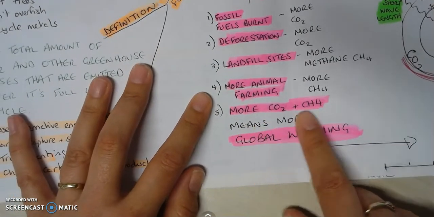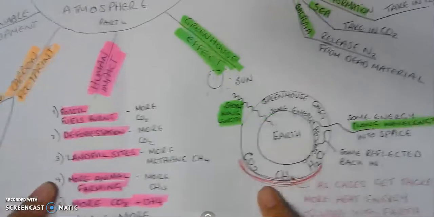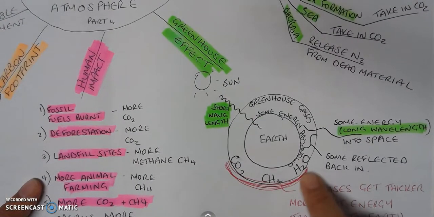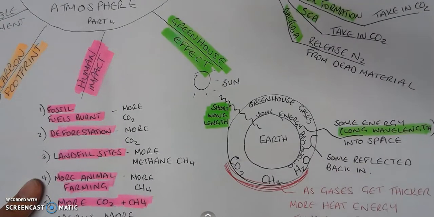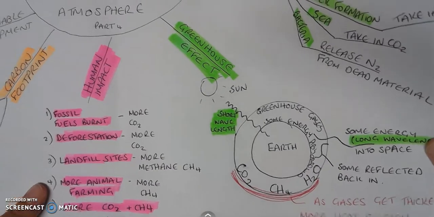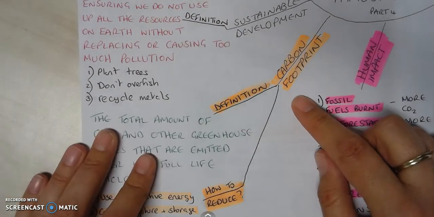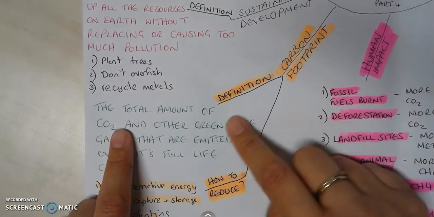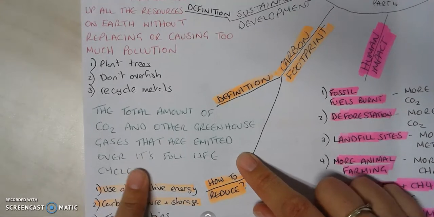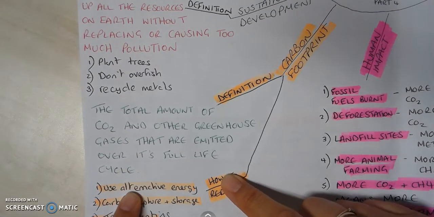More carbon dioxide just means more global warming, because now we're still contributing more and more to these gases here and making that layer thicker so the heat energy can't get out of the earth. Now, if we look at what does carbon footprint mean, your carbon footprint is the total amount of carbon dioxide and any other greenhouse gases that are emitted over the whole life cycle of a particular product.